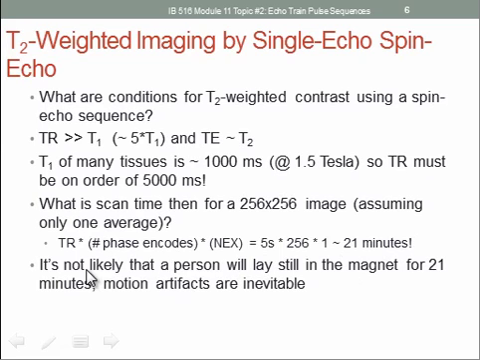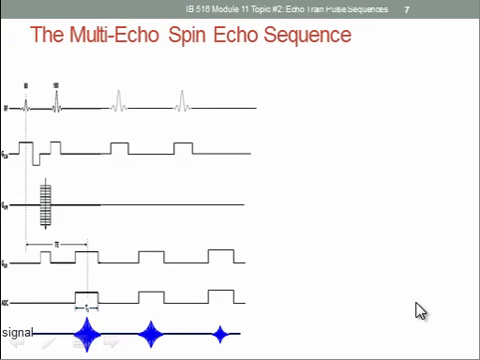Another issue with long scans like this is that people don't like to lay in the bore of the magnet for very long, and so inevitably after even just a few minutes, the person might have to move their head a little bit, or maybe they'll take a deep breath. You sigh every once in a while. So after 21 minutes you're going to get some motion of the person, so you really want to make your scans as fast as possible in order to minimize motion artifacts.